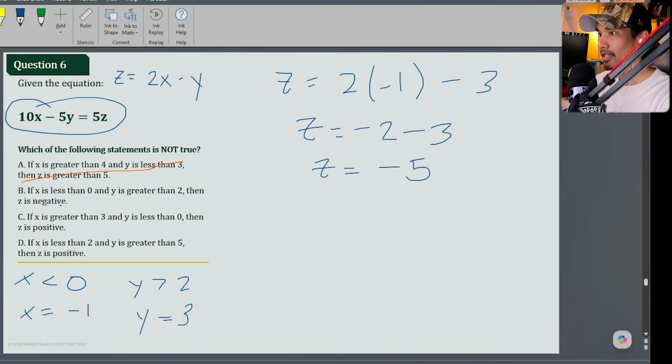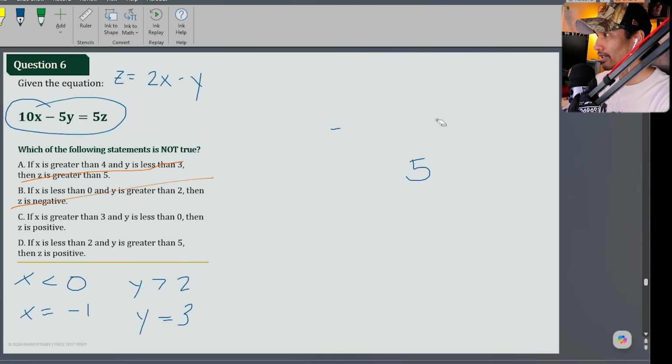Okay, then Z is negative. Well, Z is in fact negative. So that is true, which makes B the incorrect answer. So let's go ahead and try out answer choice C and see if that works.